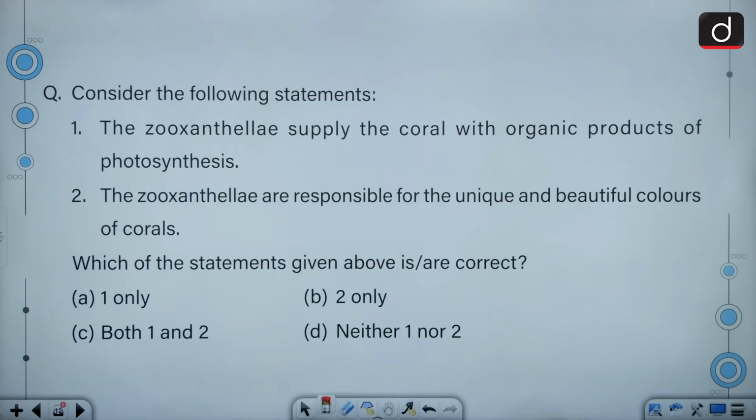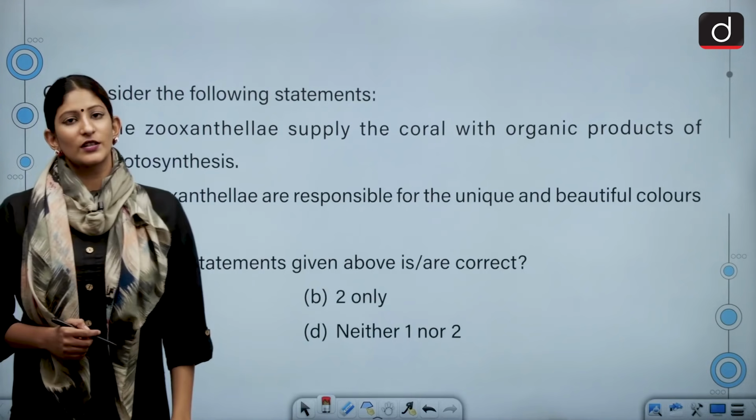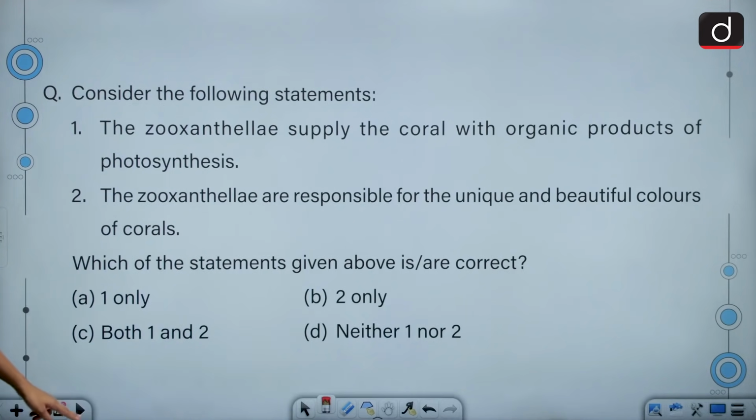Moving on, consider the following statements. The Zooxanthellae supply the coral with organic products of photosynthesis. The Zooxanthellae are responsible for the unique and beautiful colors of the corals. We have to select the correct statement. Both these statements are correct. So, the correct answer to this question is option C, both 1 and 2.